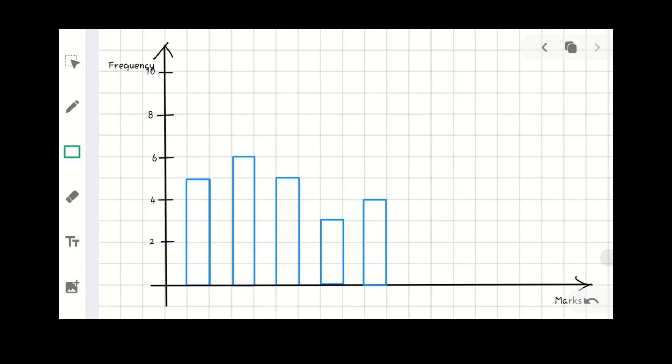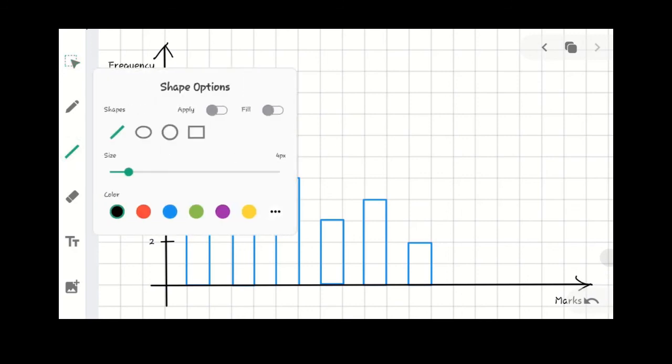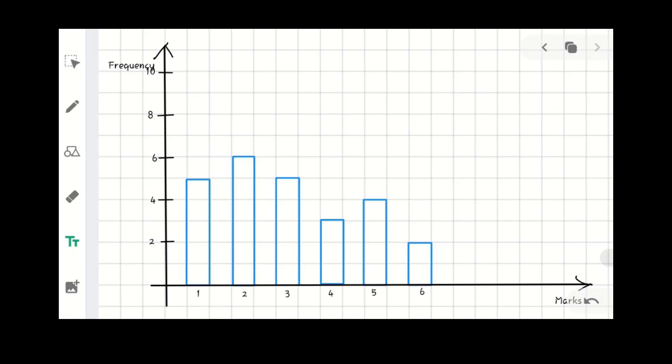Let's draw that real quick. Good. Okay, so that's a bar chart.